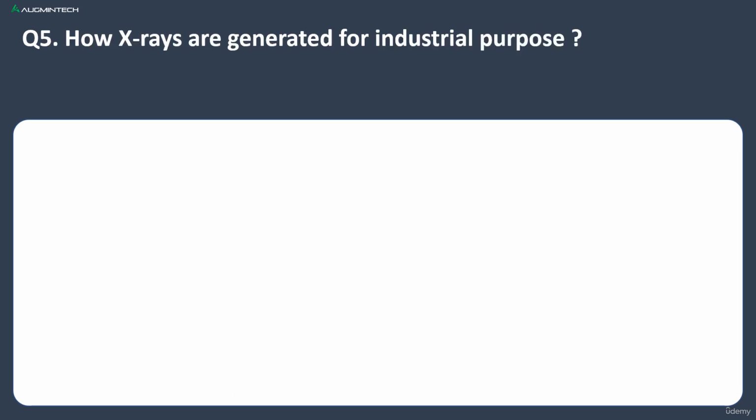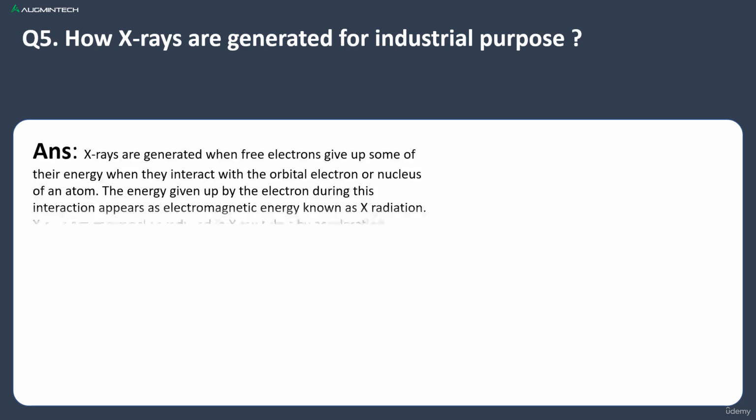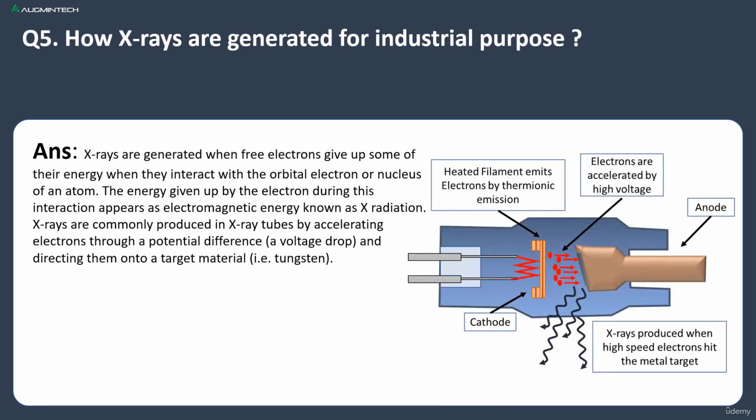Moving on to our next question, which is how X-rays are generated for industrial purpose. To answer this, you can say that X-rays are generated when free electrons give up some of their energy when they interact with the orbital electron or nucleus of an atom. The energy given up by the electron during this interaction appears as electromagnetic radiation known as X-rays.